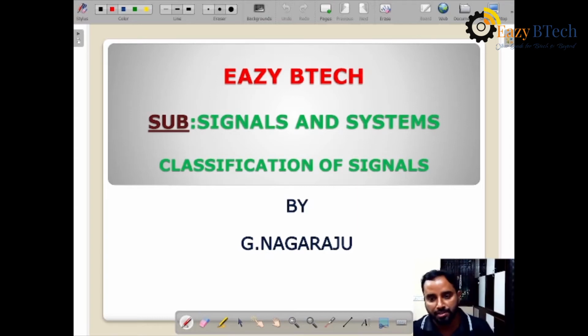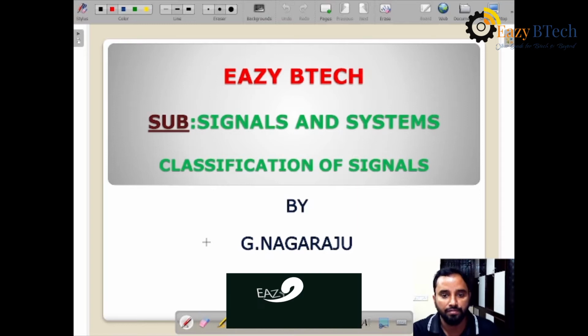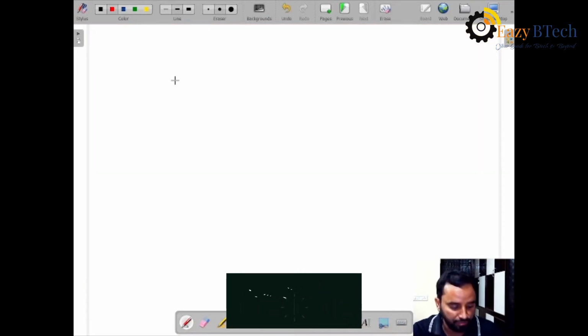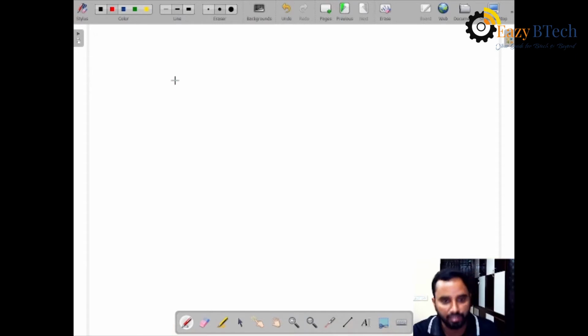Let's start our session. Classification of signals. In the previous session, we discussed continuous time and discrete time signals, even and odd signals, periodic and aperiodic signals. Now I am going to tell one point about periodic and aperiodic signals.